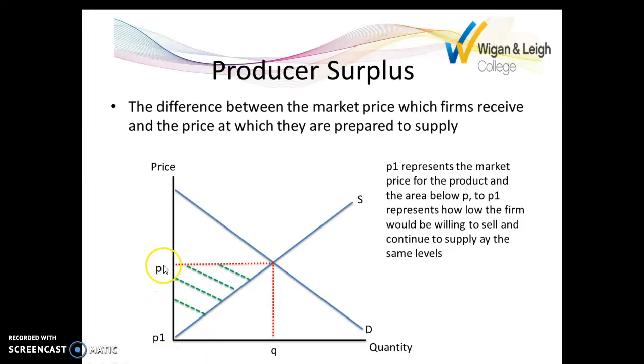So if the market price is P and the actual willingness to supply price is P1, then there's a huge difference between what they're actually gaining and what they would be happy to accept. The bigger the gap here, the more gain the firms are getting. They would be much more happy to supply at the given level of the market price.